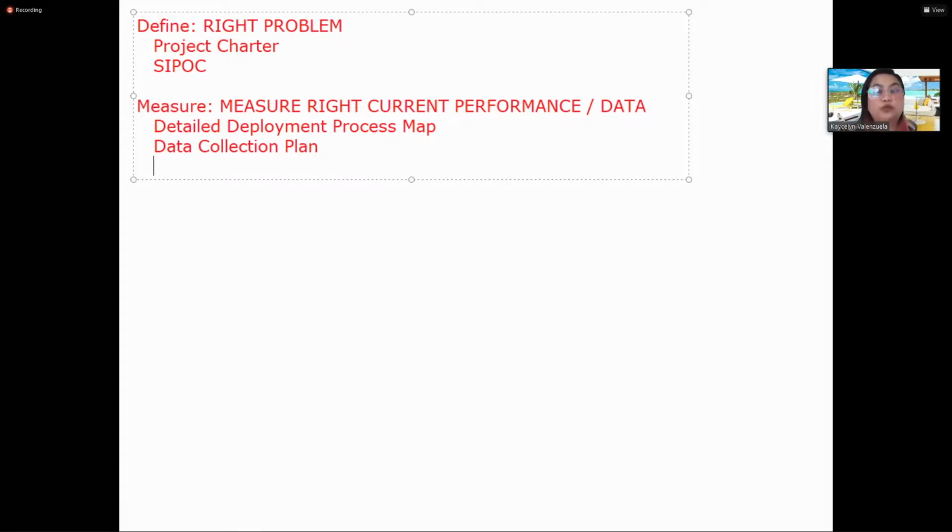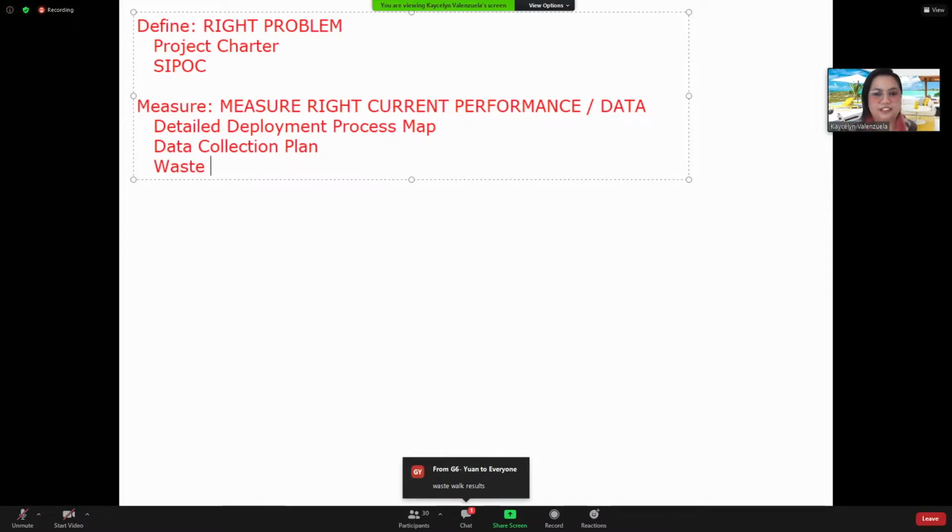Then, while doing so, I made some observations, right? May mga observations that are glaring when I went to the process. It represents the different wastes and gaps, di ba? So what should I do to list down those other observations aside from the data collection plan that I did? So meron tayong what? Yan, meron tayong waste walk results. We need to list down.